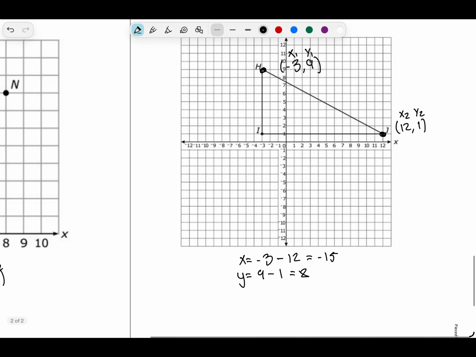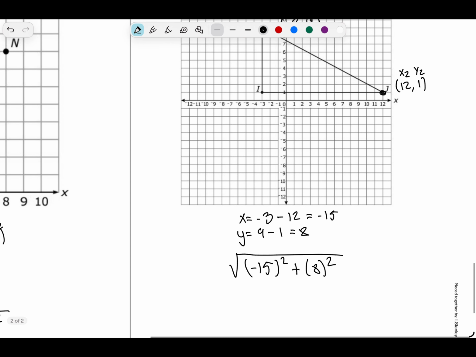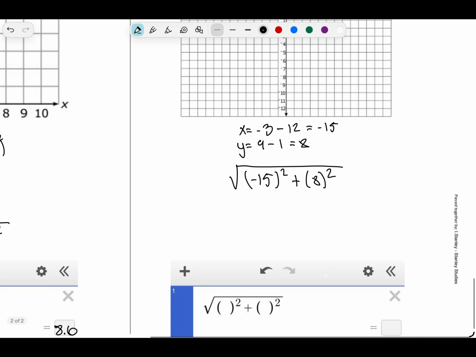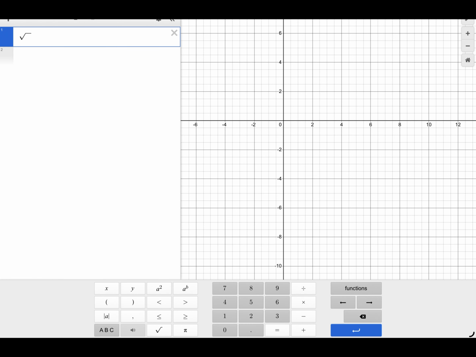Okay, now we fill in our template. Our template says that we got a square root symbol, open parenthesis, -15 now, close parenthesis, squared, plus, open parenthesis, 8, close parenthesis, squared. Now that we have what we need, we can fill in our template down here at the bottom of the paper first, and then we go to Desmos. Now when we go to Desmos, we'll do square root, open parenthesis, negative 15, close parenthesis, square, plus, open parenthesis, 8, close parenthesis, square.